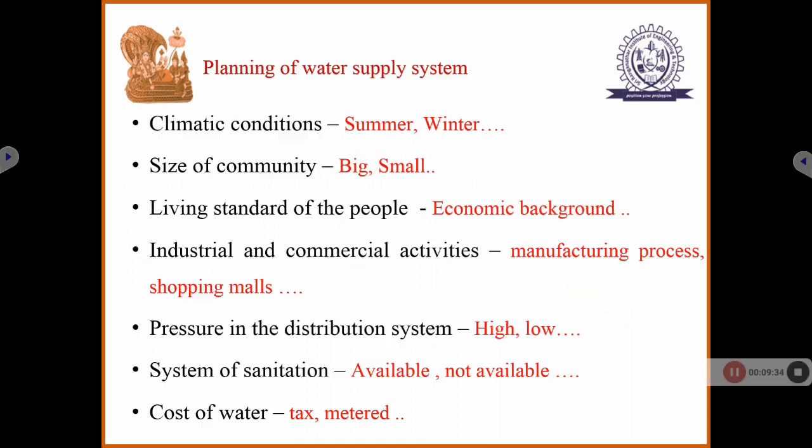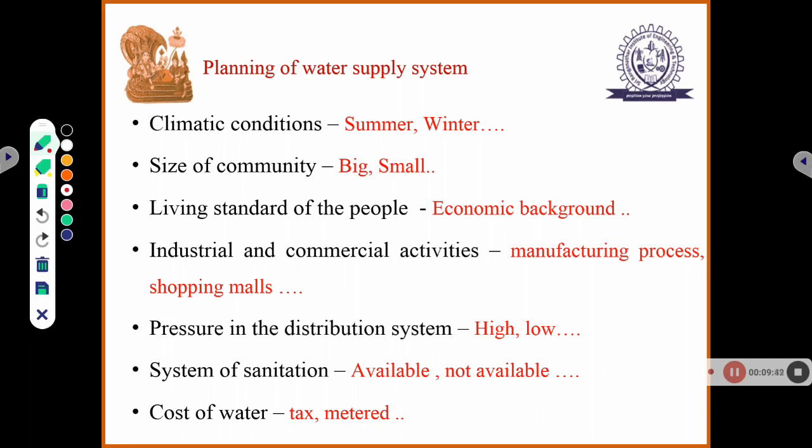Then next, planning of the water supply system. In this, according to the climatic condition, size of the community, living standard of the people, industrial and commercial activities, pressure in the distribution system, sanitation, and cost of water, the amount of water usage will vary.